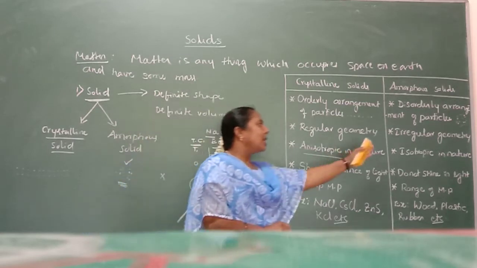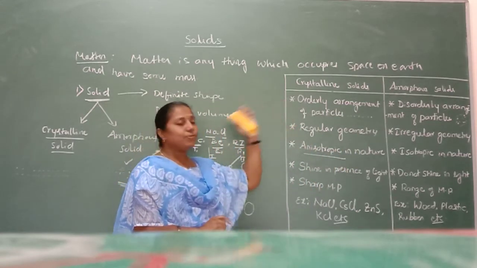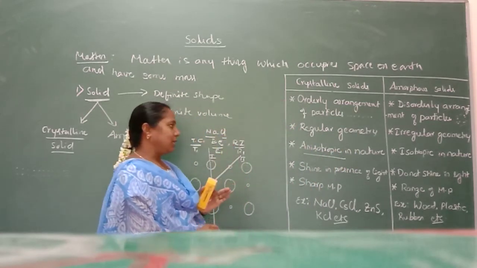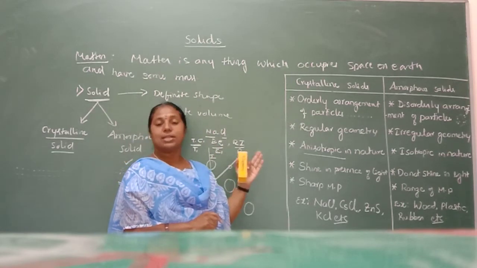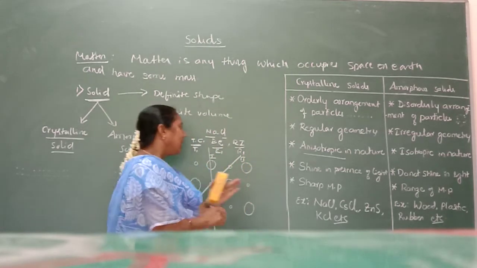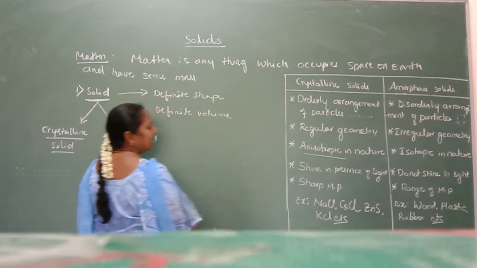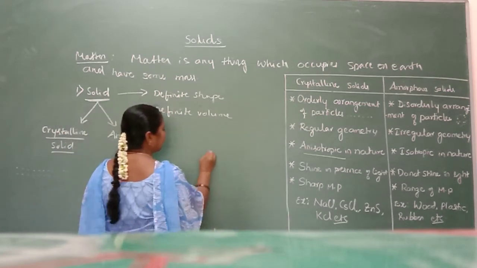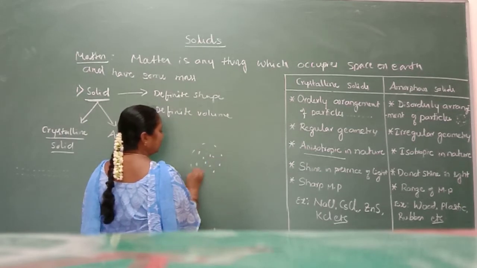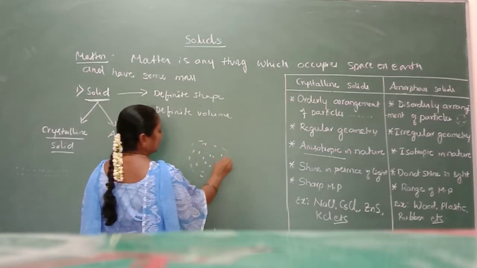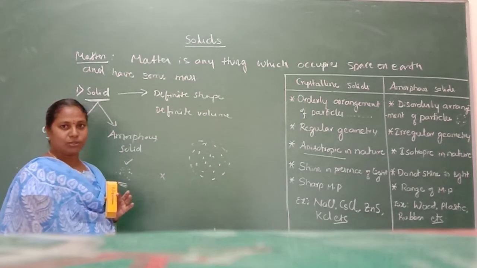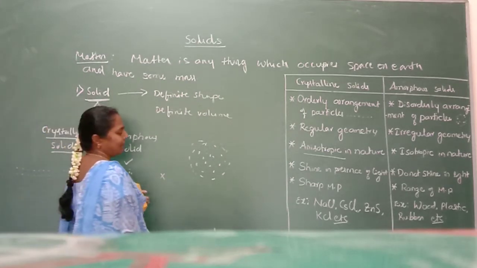And amorphous solids are isotropic in nature. Why are amorphous solids isotropic in nature? Let us study the arrangement of particles in amorphous solids. The arrangement of particles will be in this way, that is, an irregular arrangement of particles in amorphous solids.